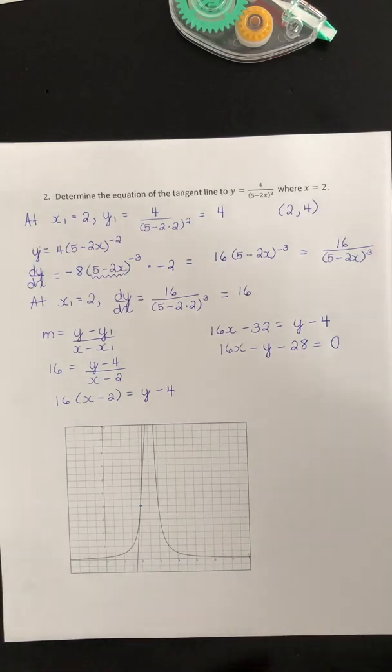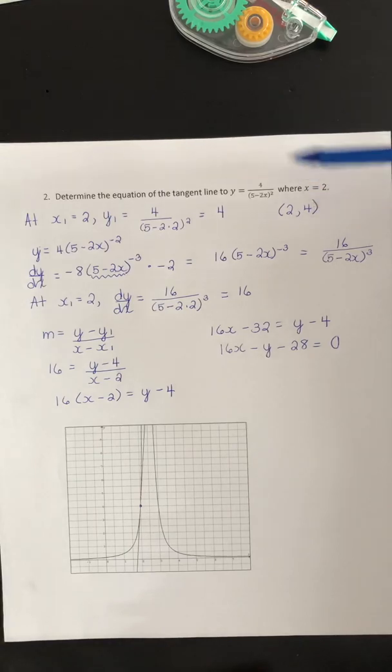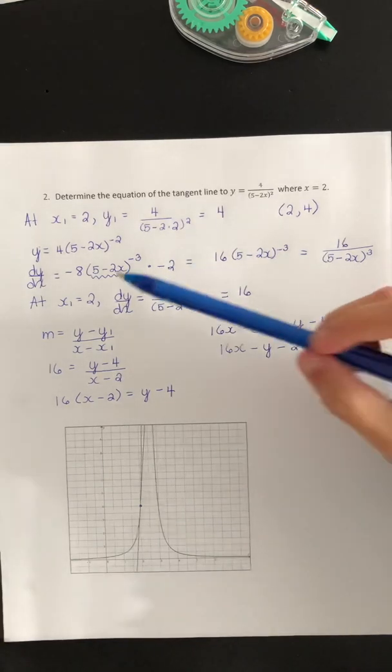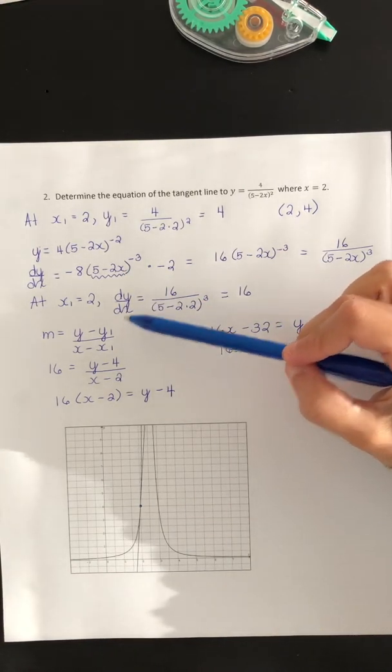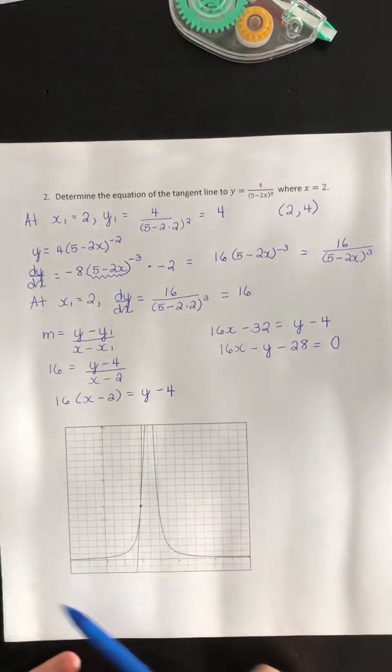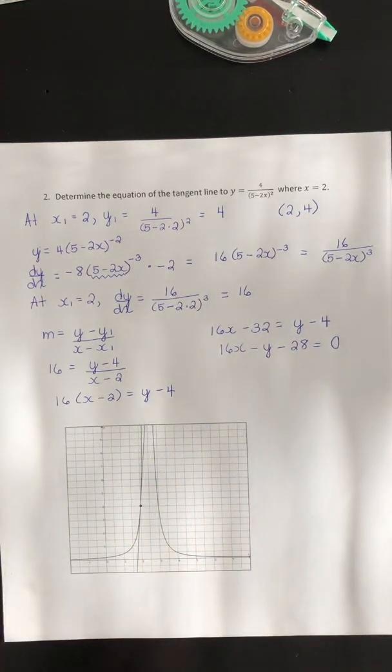Okay, so again, you're given an x value, find the corresponding y value. Take the function and find its derivative. Evaluate its derivative at the given x value. And then substitute into point slope form. All right, so here is the graph. We'll take a couple moments to review the graph.